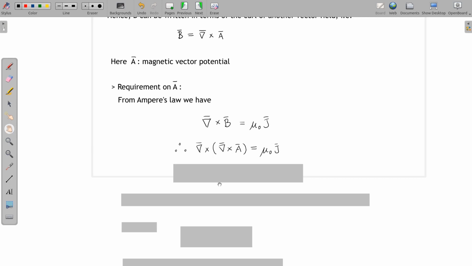Now this can be expanded. This is a type of second derivative. We are applying the curl twice, and the expansion of this is given as gradient of divergence of A minus Laplacian of A, which is equal to mu naught J.